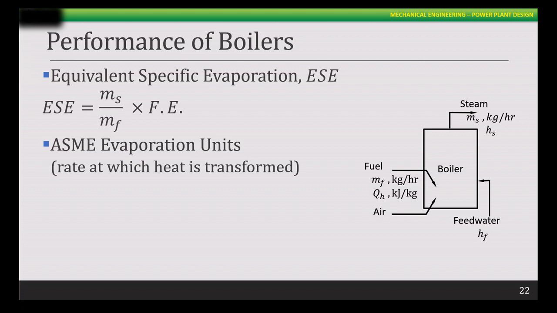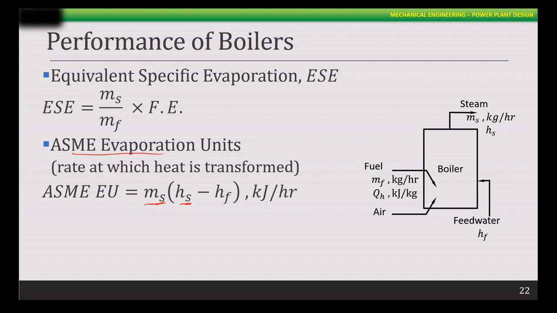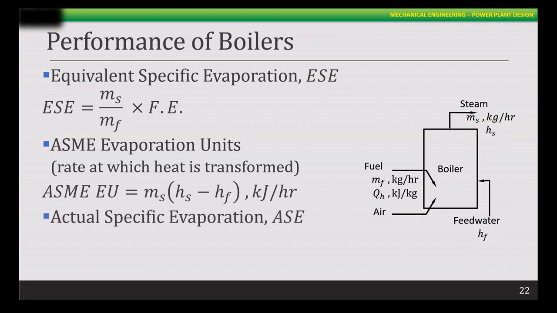Then we have what we call the ASME evaporation unit, which is the rate at which heat is transformed. So the ASME evaporation unit is equal to the mass of steam times the enthalpy of the steam, subtracted by the enthalpy of the feed water, so HS minus HF. Okay, and then the actual specific evaporation is the mass of steam divided by the mass of the fuel, so the unit will be kilogram steam per kilogram fuel.